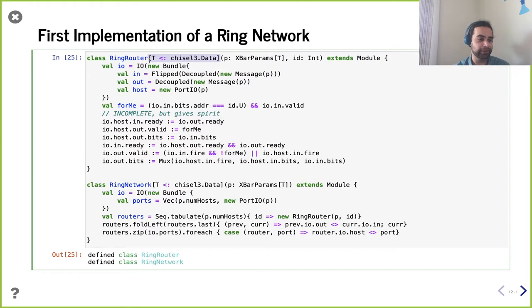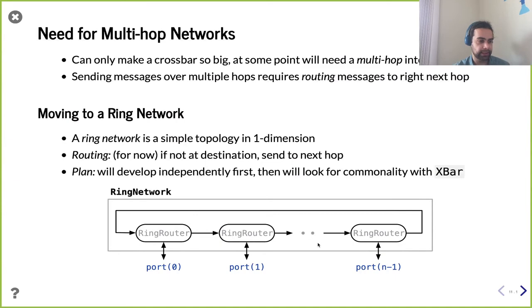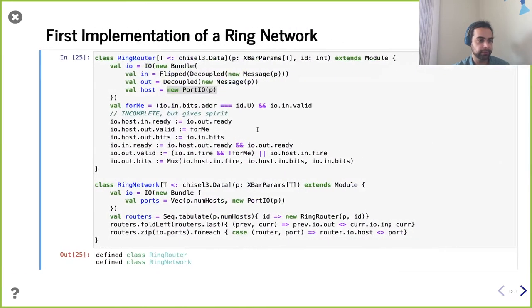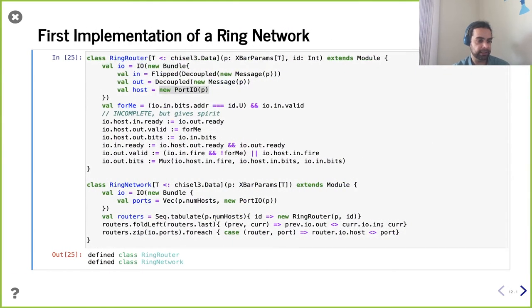Because we're being so lazy, we are using the crossbar parameters rather than finding our own parameters. We'll clean it up in just a moment. And so what are we doing? Well, we have our incoming decoupled port, our outgoing decoupled port, and then we have our connection to the host. That's what's inside one of these routers from the prior slide. And then the ring network, of course, is going to instantiate the right number of routers, like down here, right?